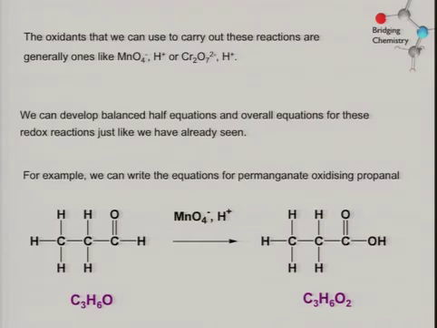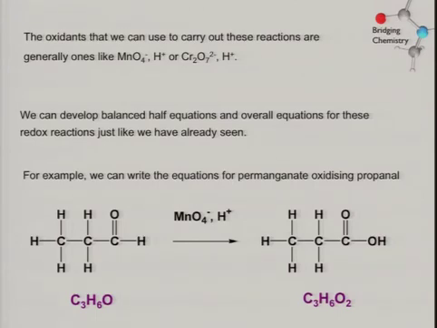Then we could say, write out some balanced half equations and an overall balanced redox equation for this redox reaction. The permanganate one you've kind of seen already, the MnO4 minus with the H plus going to Mn2 plus and 4 waters. Then you would have to work out balanced half equations for C3H6O, the propanal, going to C3H6O2, the propanoic acid. You would do this exactly the same way that we saw last week: balance oxygens by adding water, balance hydrogens by adding H plus, and all that sort of jazz.